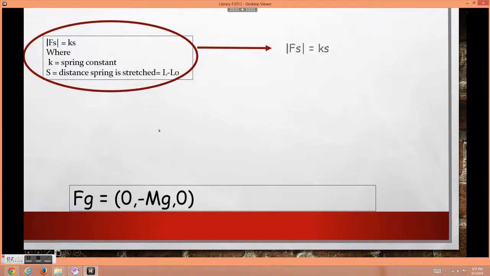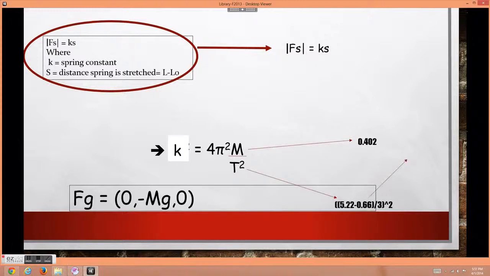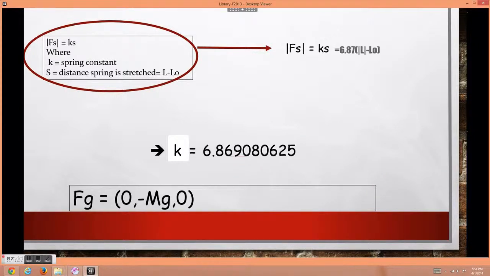Ks. The time period of oscillation is given by this equation, and by squaring this equation, this is obtained, and by rearranging the terms, this equation is obtained. The values of m and T are known, and the difference between 5.22 and 0.66 shown here is the time for 3 oscillations. Now by plugging these values in, k is obtained.